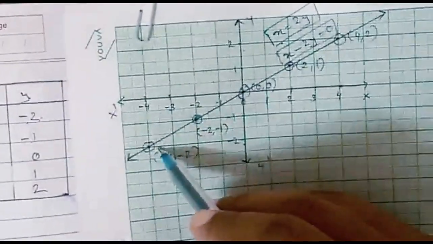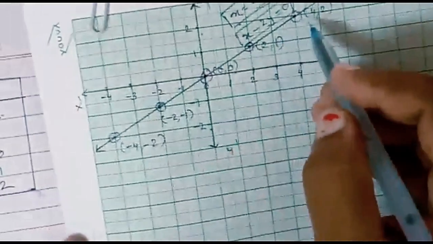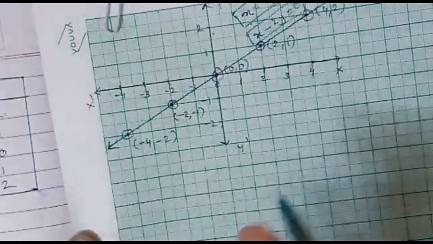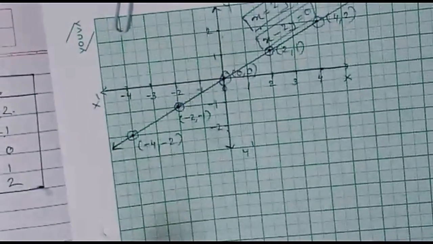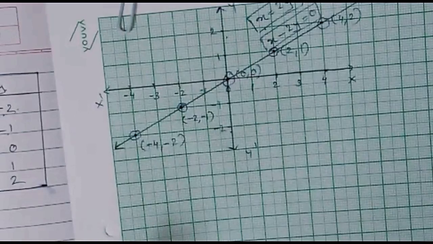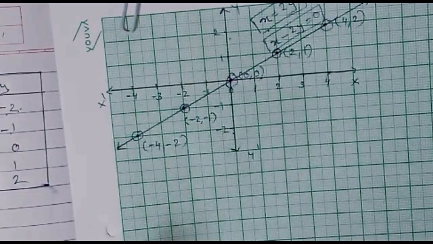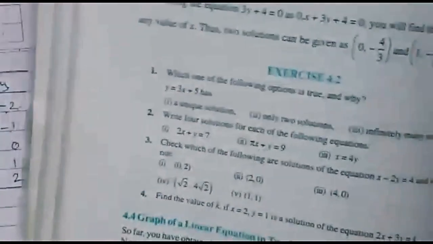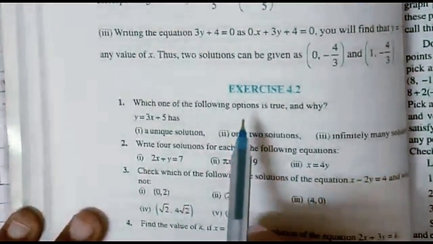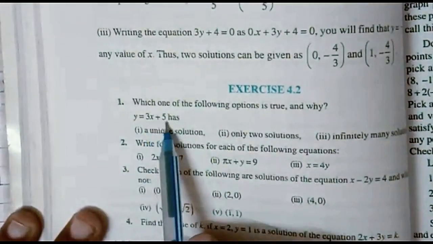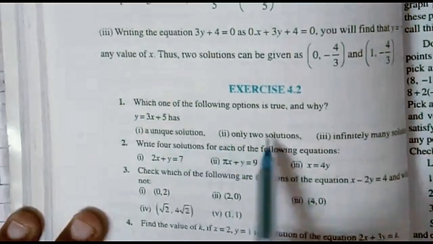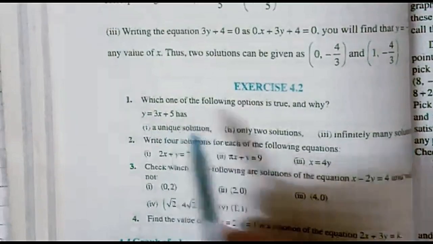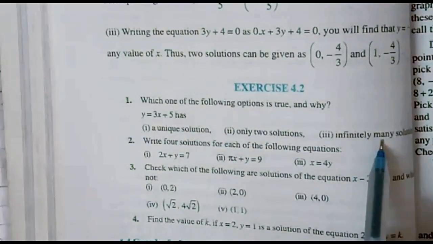That means on a line which represents that linear equation, right now where I have got 5 points, in place of 5 you can get 10 points, 20 points, like that. So one linear equation can have infinitely many solutions. There is no end. We cannot say it contains only 100 solutions. There is a question in your textbook. Which one of the following options is true? Y is equal to 3x plus 5 has a unique solution, only 2 solutions, or infinitely many? As it is a linear equation in 2 variables, definitely the answer will be infinitely many solutions.